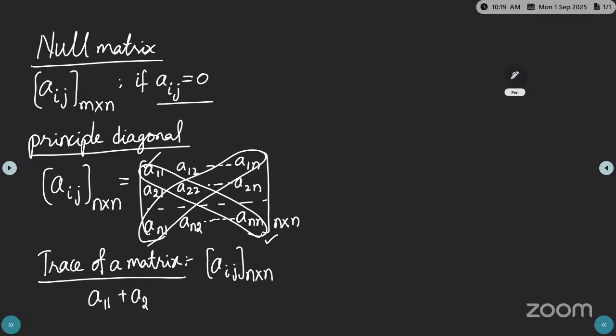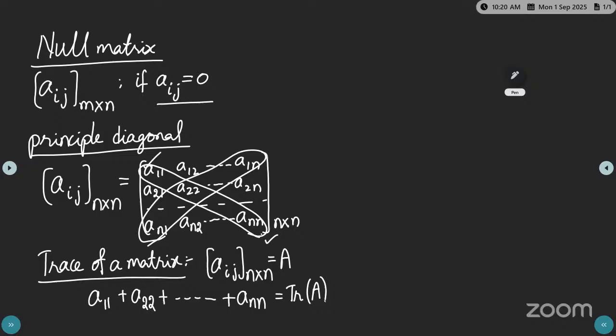A11 plus A22 plus so on plus Ann. Sum, S-U-M, not S-O-M-E, sum of all principal diagonal elements is known as the trace of the matrix. If it is A, it is nothing but Tr of A. Tr of A means trace of the matrix capital A.